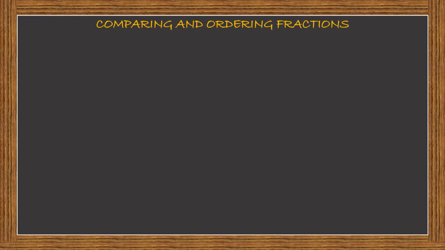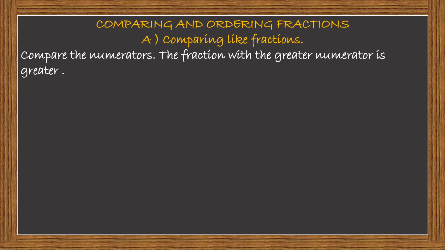Today we are going to see what comparing and ordering of fractions is. Comparing and ordering means we have to compare the fractions and decide which one is greater. But within that we have various types. So let's see the first type. The first type is like fractions. Comparing like fractions: how do you compare like fractions? Compare the numerators. The fraction with the greater numerator is greater.